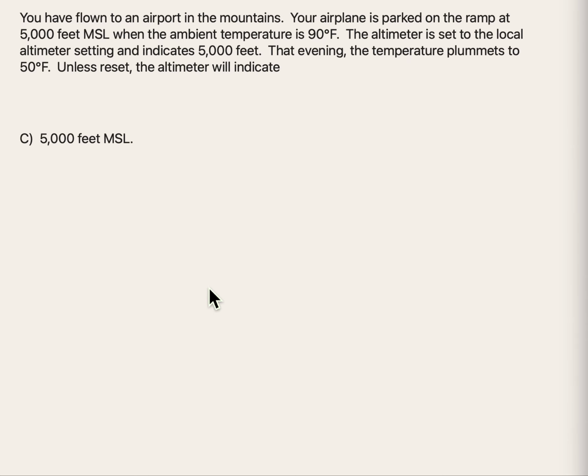So you've flown to an airport in the mountains. Your airplane is parked at the ramp at 5,000 feet MSL. The ambient temperature is 90 degrees, so it's pretty hot. The altimeter is set to the local altimeter setting and indicates 5,000 feet. That evening, the temperature plummets to 50 degrees Fahrenheit, so a 40-degree drop. Unless reset, the altimeter will indicate 5,000 feet MSL. What they're saying is that the difference in temperature won't cause a difference in the altimeter setting displayed.